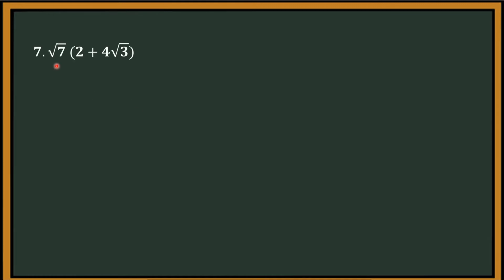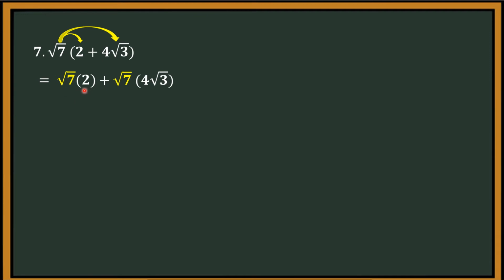Next, square root of 7 times 2 plus 4 square root of 3. So, this time, meron lang tayong isang radical sa labas. So, yung nasa labas, we're going to distribute that inside or sa binomial. So, let's have here square root of 7 times 2, or 2 times square root of 7, plus square root of 7 times 4 square root of 3. So, dinistribute lang natin yung 7.